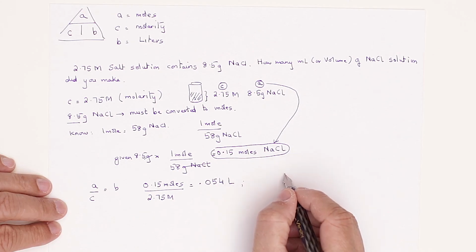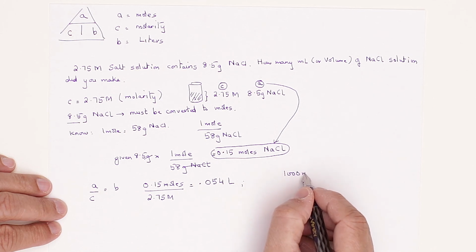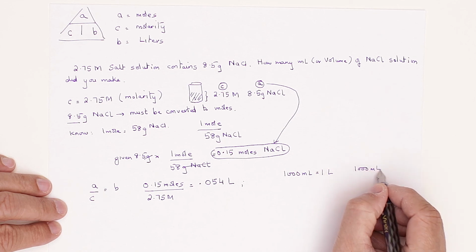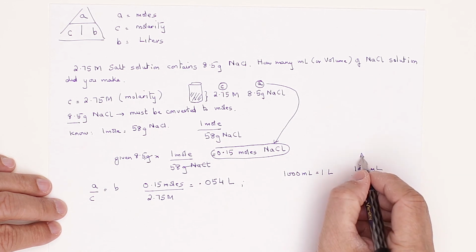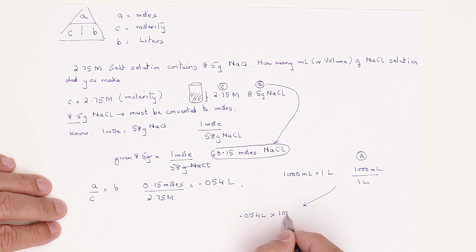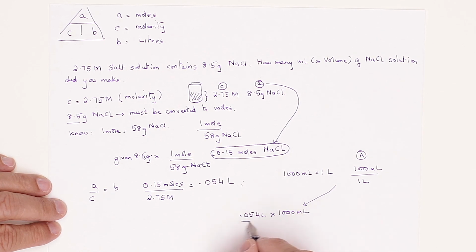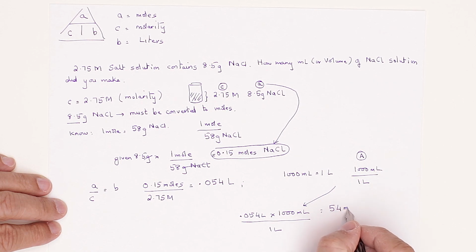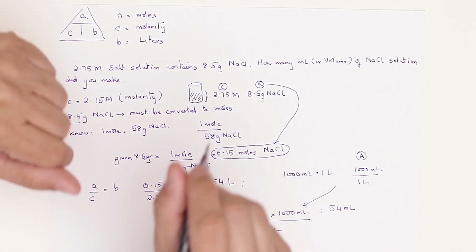You've got to remember these conversions. So 1 liter is 1,000 milliliters. The conversion factor here would be 1,000 mils over 1 liter. We're going to use that. So 0.054 liters multiplied by 1,000 milliliters divided by 1 liter is equal to 54 milliliters. So we've looked at 3 different types of problems.